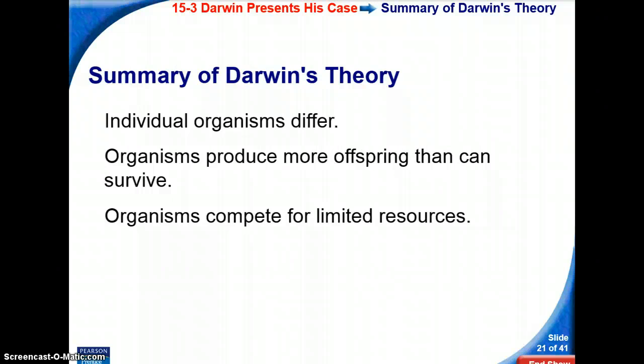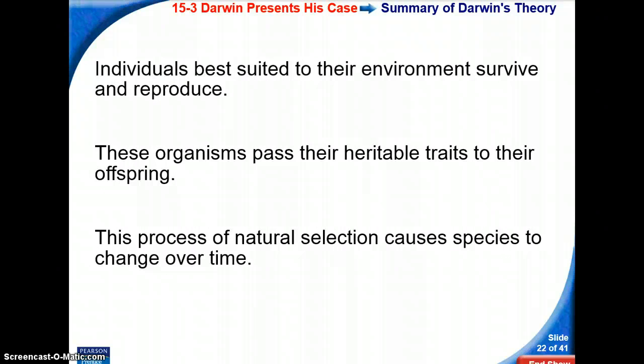To summarize Darwin's theory, he states that individual organisms differ, organisms produce more offspring than can survive, and organisms compete for limited resources. This is a big piece of his theory. He also states that individuals that are best suited to their environment survive and reproduce. These organisms pass on their heritable traits to their offspring, and this process of natural selection causes species to change over time.